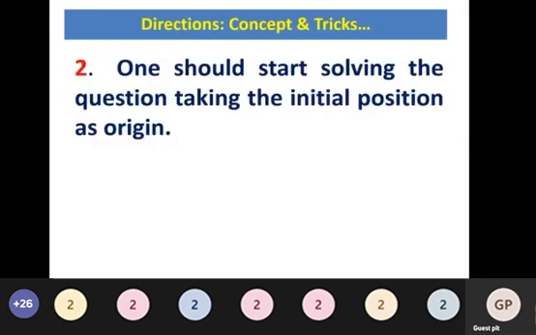Point number 2 under the concept of tricks: one should start solving the question taking the initial position as origin. So this is a very important one, point number 2. One should start solving the question taking the initial position as origin.